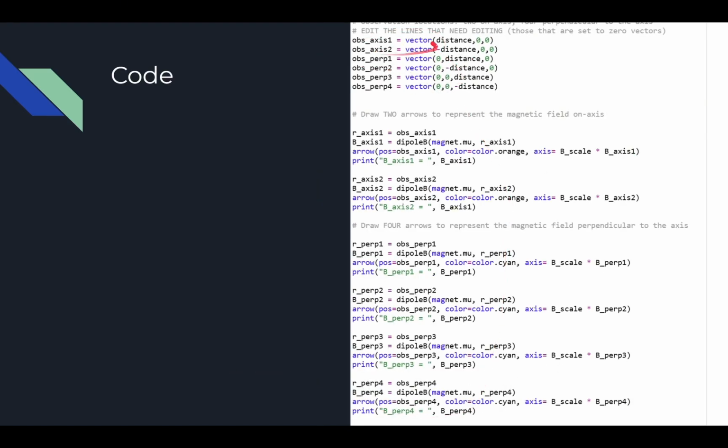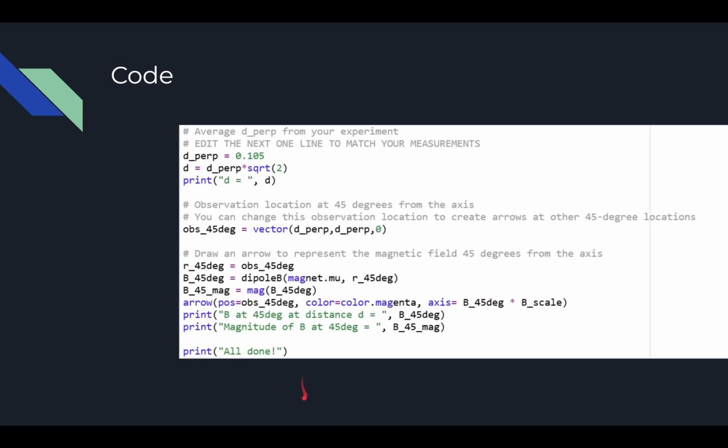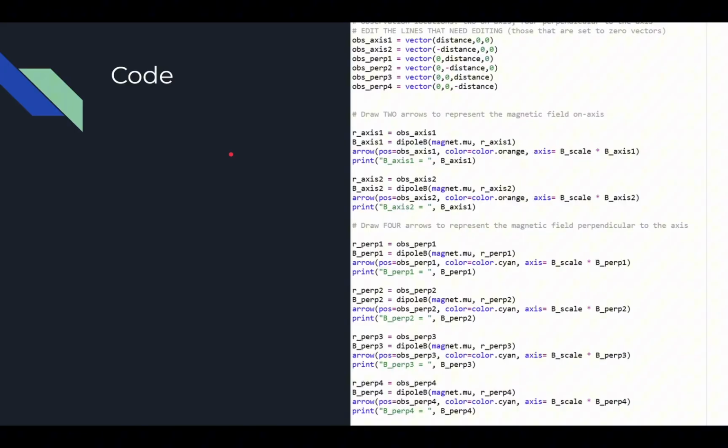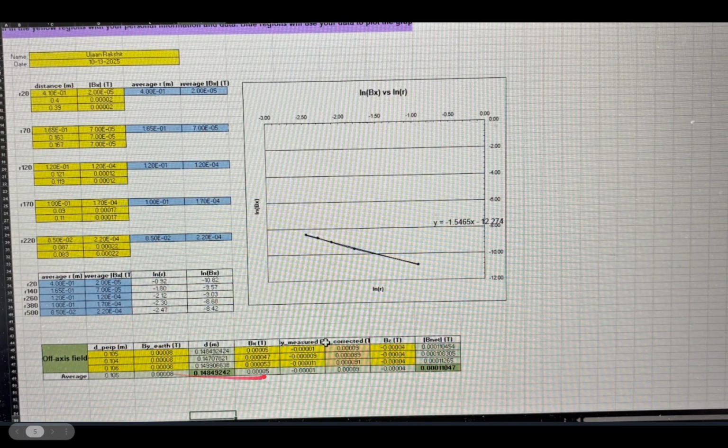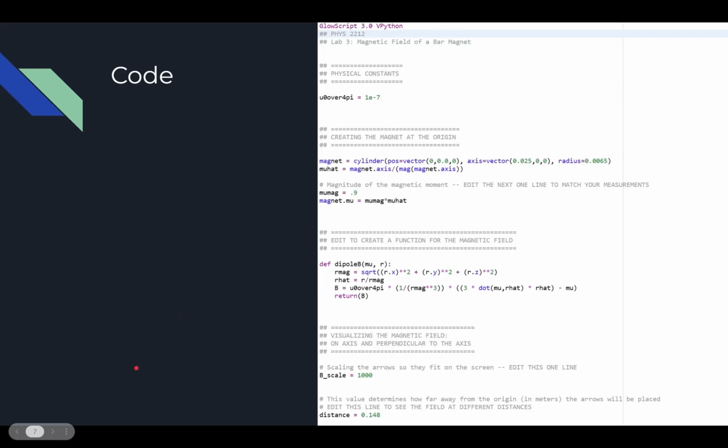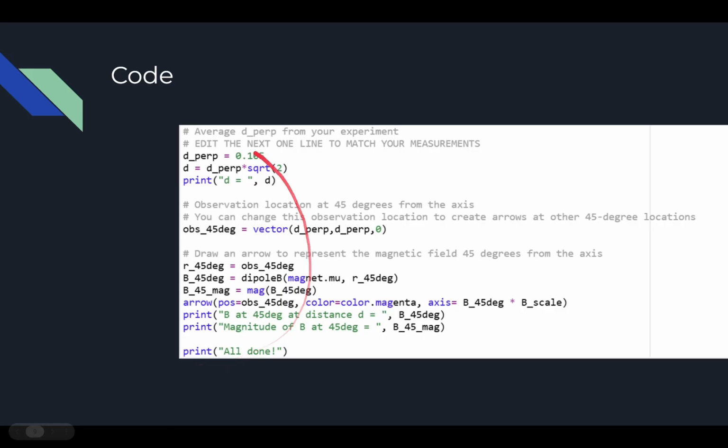And these create the observation locations. There's 4 perpendicular ones on the x above and below, and then z and negative z, as well as parallel ones in front and behind it. And then these draw the arrows right here. And then d perp, which we calculated also from here, right there. And the observation location at 45 degrees, d perp and d perp, which is the same distance in the x and y direction away to get a 45-degree angle.